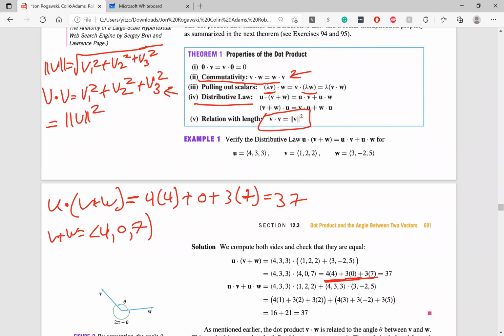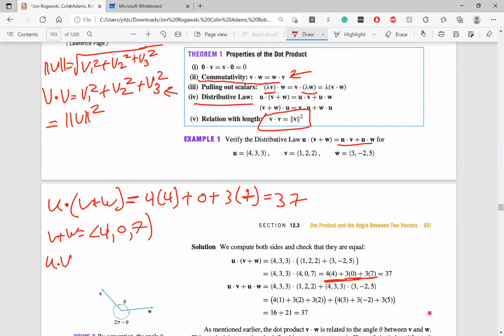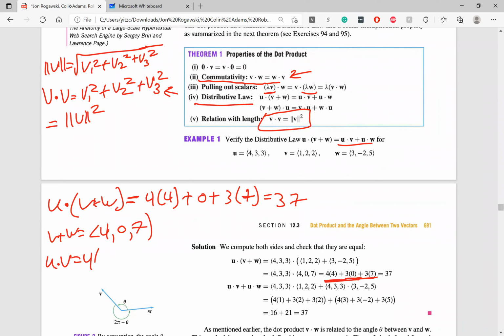Instead of doing this, they want us to check that you can distribute it, so you can do each side individually. So what is u dotted with v? u dot v is going to be equal to 4 times 1 plus 2 times 3 plus 2 times 3. And that is going to give us 16.